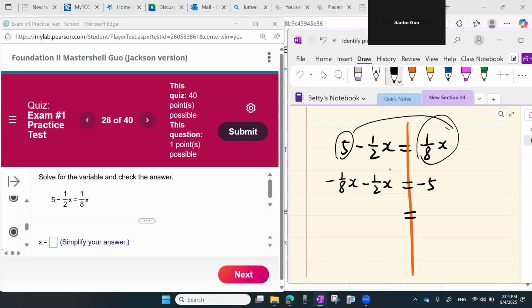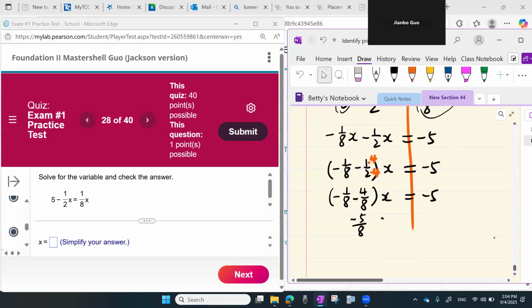We can combine them. I'm gonna combine the coefficients, -1 over 8 minus half, keep the variable part x. And when we added the 2 fractions, we needed them to have the same denominators, right? So we want to multiply this top and bottom by 4. And this is -1 over 8. This is -4 over 8. 4 over 8 is the same with half. And -1 over 8 minus 4 over 8, -5 over 8.